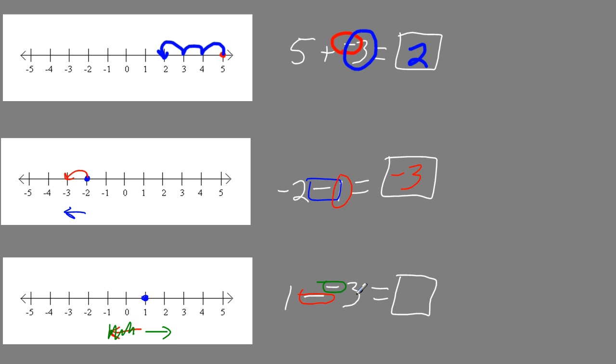How much are we going to go to the right? We are going to go to the right 3. So we have 1, 2, 3, 4. So 1 minus negative 3 is 4. The key here is you have an opposite and another opposite. So instead of going to the left, we're going to go back to the right.